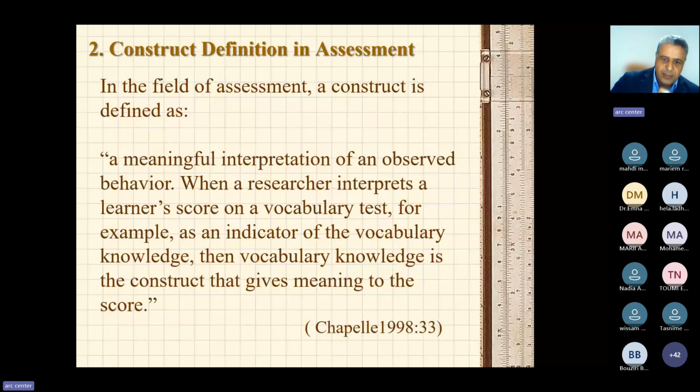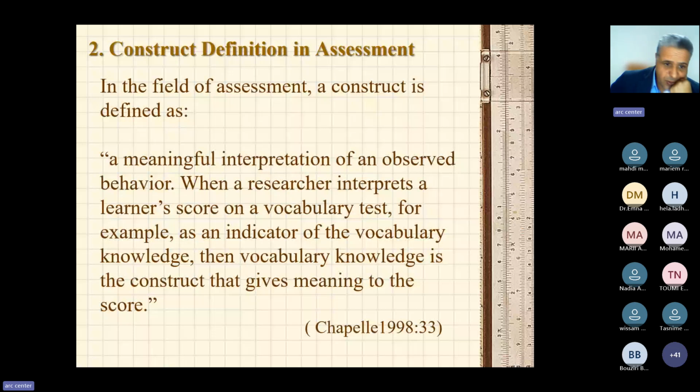So when you give a vocabulary test or a grammar test or a reading test to a learner, and then you give a score based on the performance of the learner, that score is an indicator of the knowledge the student has in terms of vocabulary. And here we say that we are assessing the construct of vocabulary. So the term construct here refers to the amount of knowledge of vocabulary that the learner has.